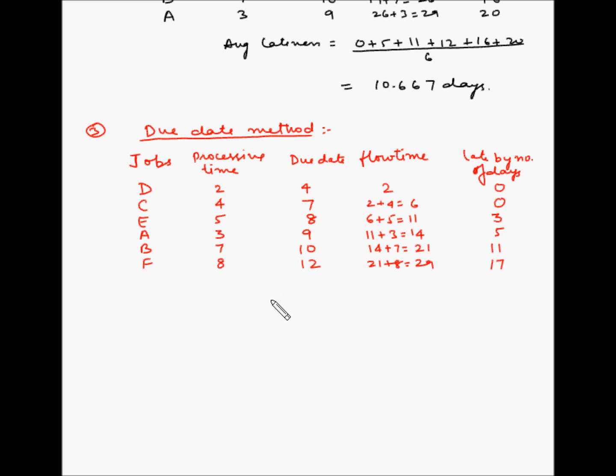Now let us find out the average lateness. So 0 plus 0 plus 3 plus 5 plus 11 plus 17 divided by 6, which is equal to 6 days. So average lateness based on the due date method is 6 days.